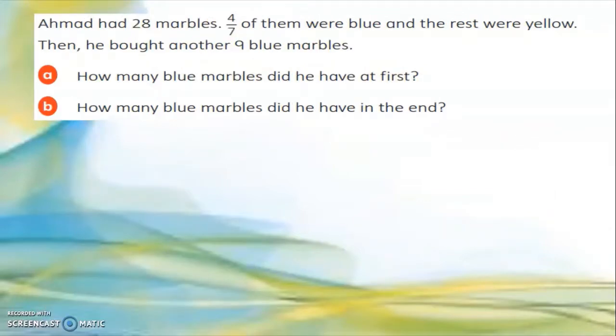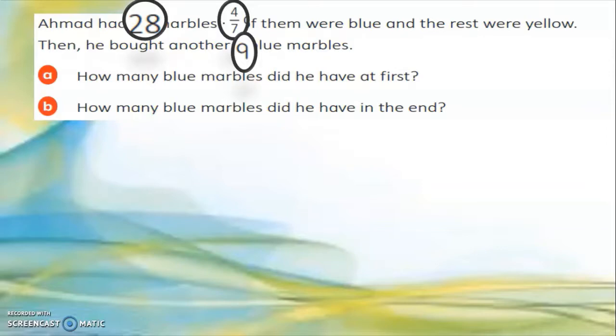Next example. Ahmad had 28 marbles. 4/7 of them were blue and the rest were yellow. Then he bought another 9 blue marbles. First question, how many blue marbles did he have at first? Second question, how many blue marbles did he have in the end? We have here 28 marbles, 4/7, and 9.